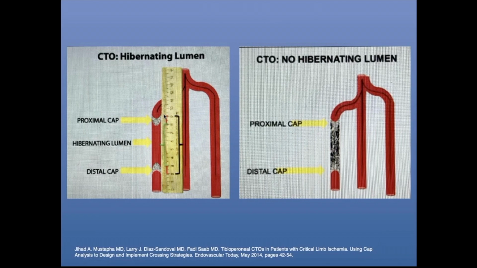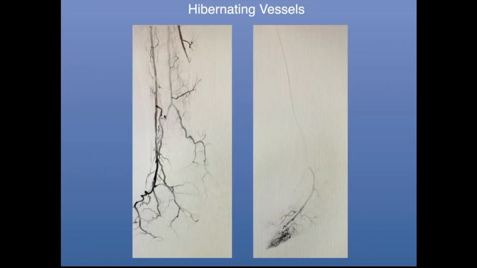And obviously that type of recanalization, once you get through that cap, is much easier than, say, a CTO that has no hibernating lumen. In those cases, you can see that you're going to be fighting your way through that entire occlusion. And I'll show you why this is pertinent later. And here's an example of that.